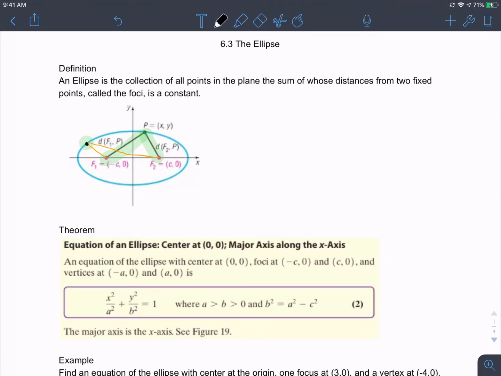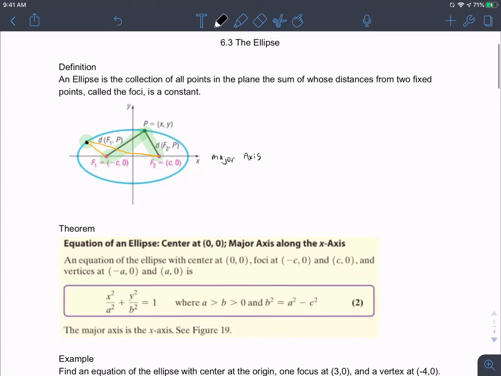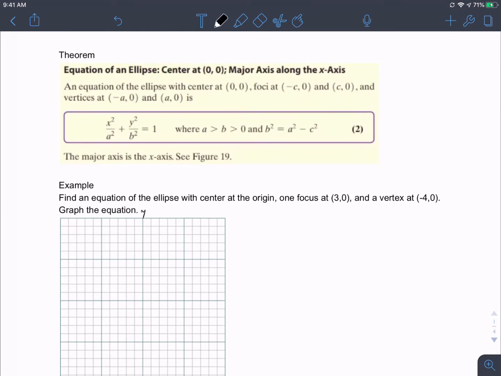Now, since this ellipse is elongated along the x-axis, that would be known as the major axis, which is important. And the minor axis would be the y-axis. So there's a theorem for when the x-axis is the major axis and the center of the ellipse is at the origin. The foci, or focal points, give me my c as the x-coordinate, and the vertices give me my a.